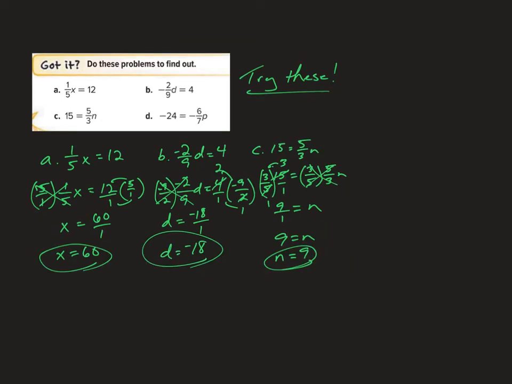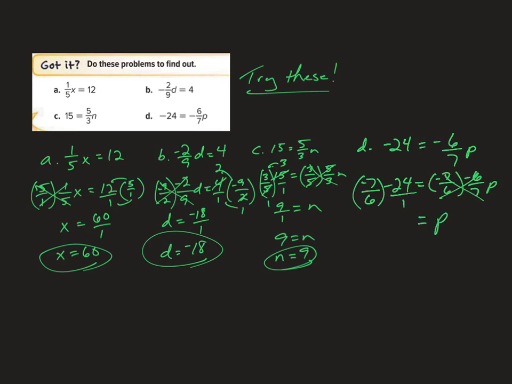And for our final problem here, problem D, I've got negative 24 is equal to negative 6 over 7 p. Again, rewrite. And I'm going to write my multiplicative inverse first in parentheses. So I've got negative 7 over 6 times negative 6 over 7 p. And I have to put my multiplicative inverse on the left-hand side as well. So negative 7 over 6. I'm going to put 24 over 1, so I have a fraction there. Right side cancels out, that's the easy part.